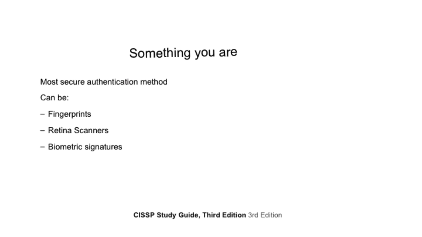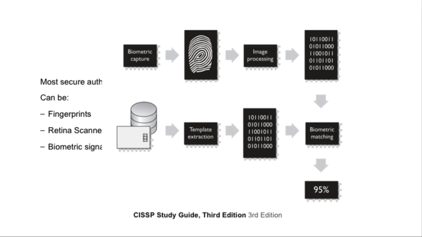Something that you are. What are we? What can we provide to a server or to an authenticating method? There are many things out there, all the way from brainwaves, frequencies, but the most commonly used are fingerprints, retina scanners, and biometric signatures, which could fall into anything really. What's the basic flow of this? It's going to start with the biometric capture.